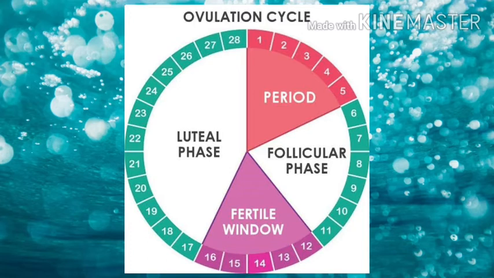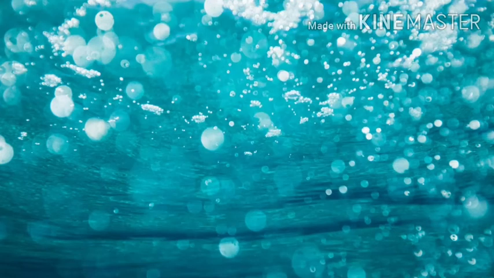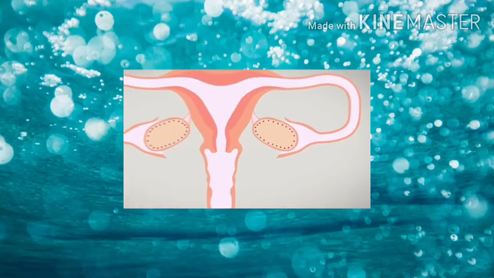The remaining tissue of the burst follicle forms the corpus luteum. The corpus luteum starts to secrete progesterone. The endometrial glands secrete their secretion under the effect of progesterone. Such an endometrium is ready for implantation of the embryo.